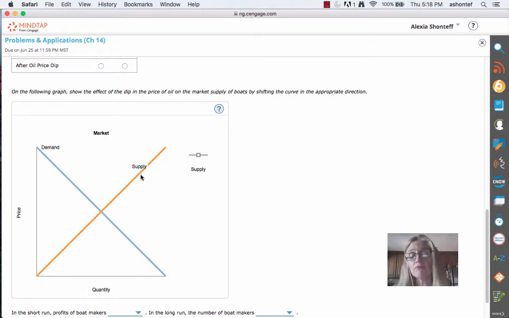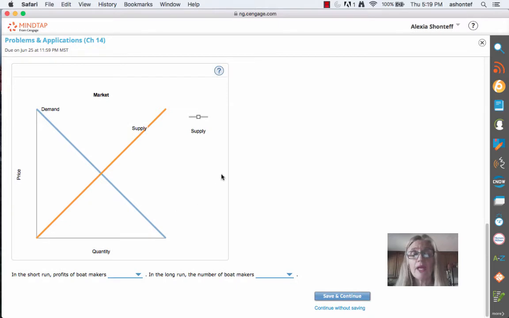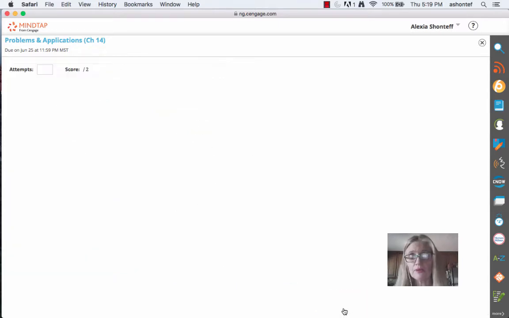So it's almost like Section 1 materials. You'll click on the line and then you're going to move it to where you think it would go. Remember, decrease in costs of production, increase supply; increases in costs of production, decrease supply. So I think you'll be able to do this question. We'll continue on to the next one.